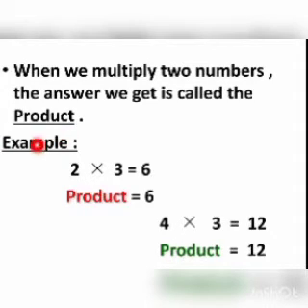One more example. 2 is multiplied by 3, or 2 3s are 6. That 6, the product is 6. One more example. 4 multiplied by 3. 4 3s are 12. The product is 12.